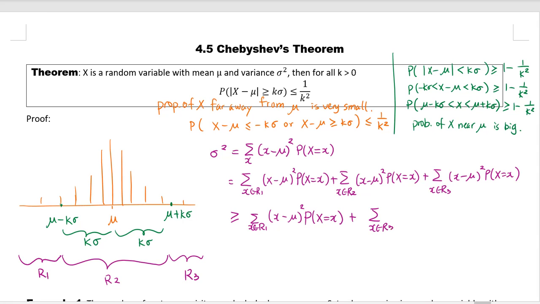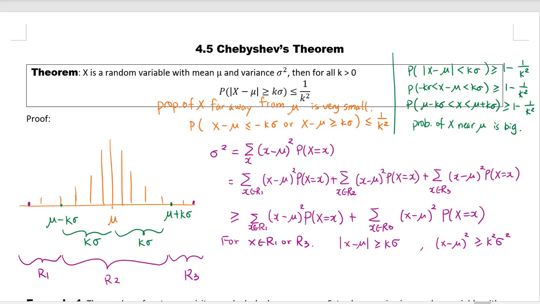So x in R3, right? Okay, now what happened? For x's in R1 or R3, what is special about it? Well, if x is in R1 or R3, what's the distance between x and mu? The distance between x and mu will be greater or equal to k sigma, right? So that's why (x minus mu) squared will be greater or equal to k squared sigma squared.